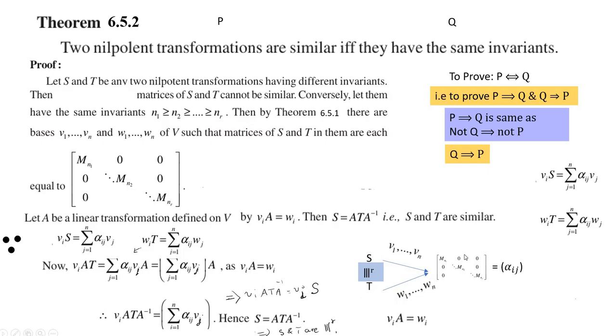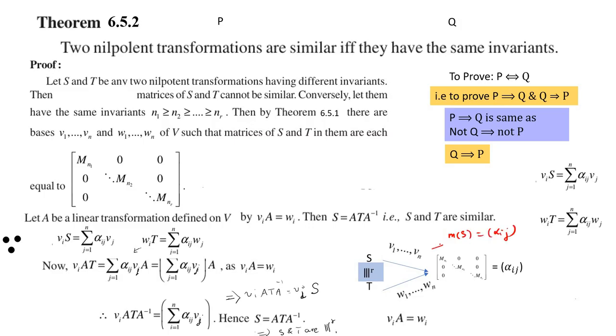Suppose for convenience sake we write the entire matrix as simply the matrix with entries alpha ij, say. Now let these basis elements be taken to these basis elements by a transformation, say A. So ViA equals Wi. Then we are going to show that S and T are similar. For which now we have the matrix of S in the basis. So matrix of S in the basis is alpha ij.